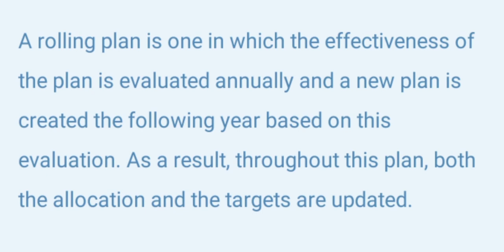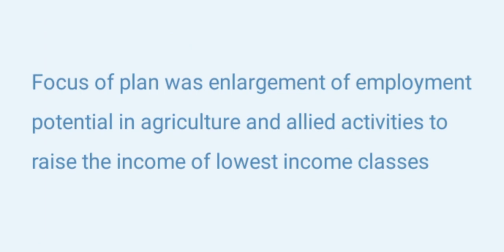Rolling Plan, 1978 to 1980. A rolling plan is one in which the effectiveness of the plan is evaluated annually and a new plan is created the following year based on this evaluation. As a result, throughout this plan, both the allocation and targets were updated. Focus of the plan was enlargement of employment potential in agriculture and allied activities to raise the income of the lowest income classes.